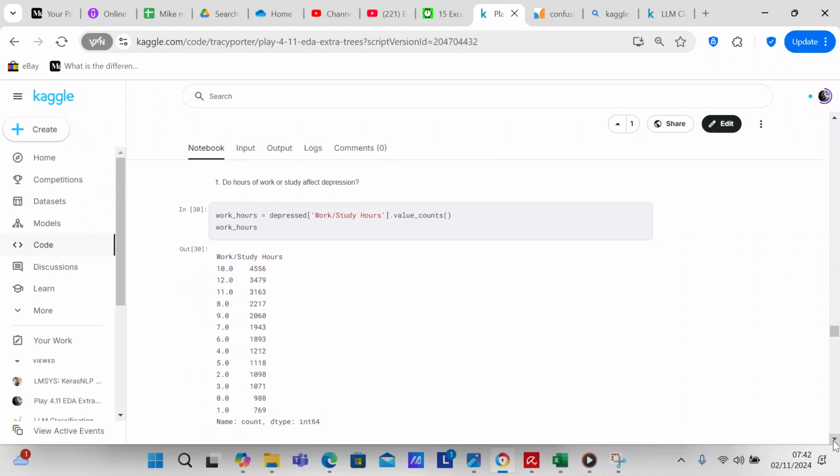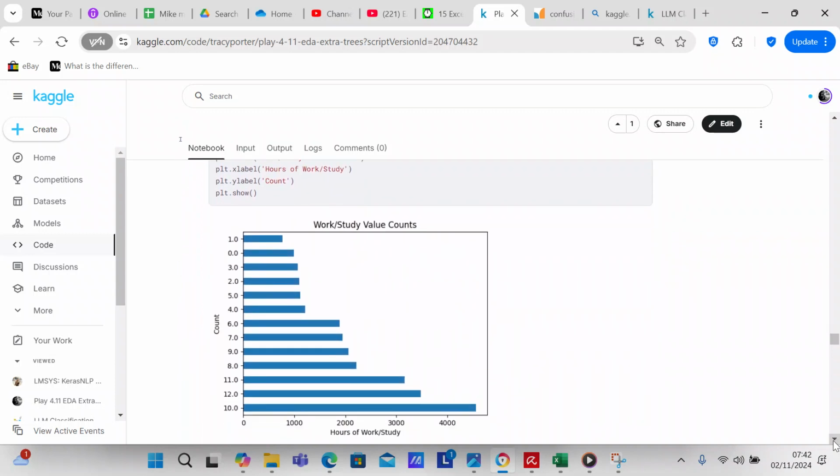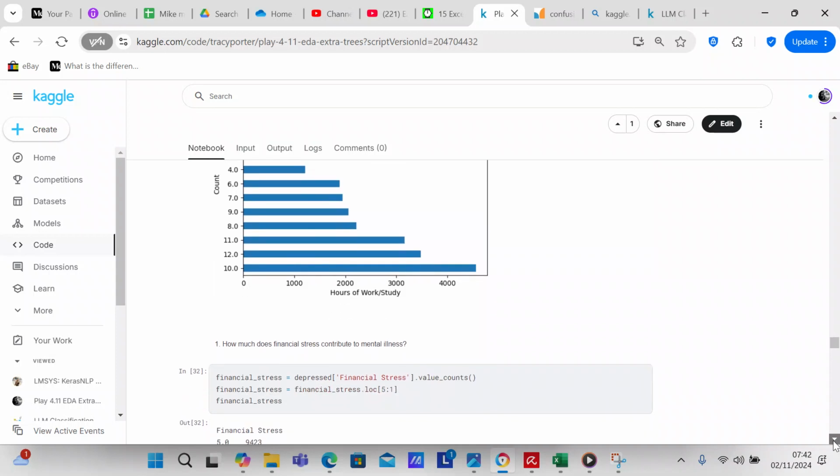So, does hours of work or study affect depression? We did another value counts on that and another bar chart. And again, you have a very strong correlation: the more hours a person works, the more depressed they're going to be. And I think it's because they don't get enough rest. If a person doesn't get enough rest or free time, then that's going to affect their depression as well. So the point is that you need to have a good work-life balance.